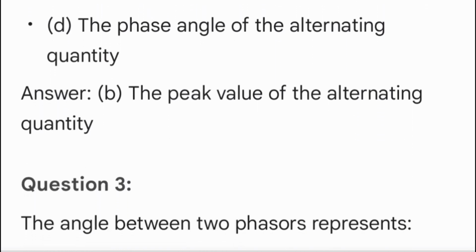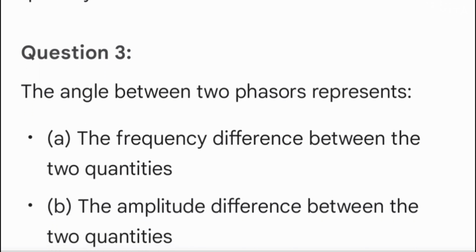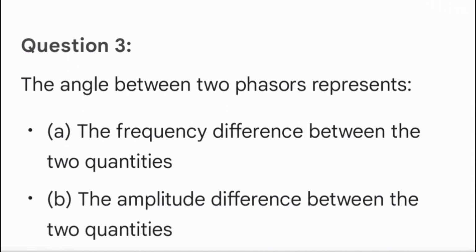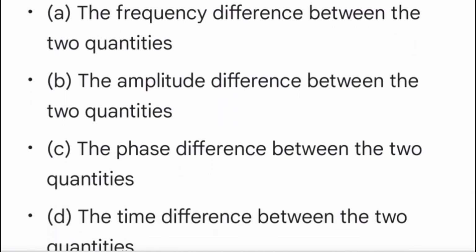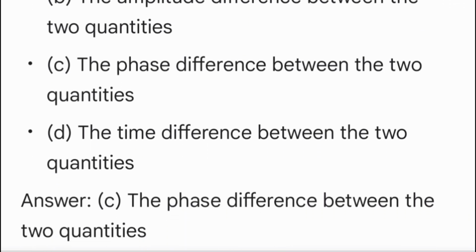Question 3. The angle between two phasors represents A. the frequency difference between the two quantities, B. the amplitude difference between the two quantities, C. the phase difference between the two quantities, D. the time difference between the two quantities. Answer. C. the phase difference between the two quantities.